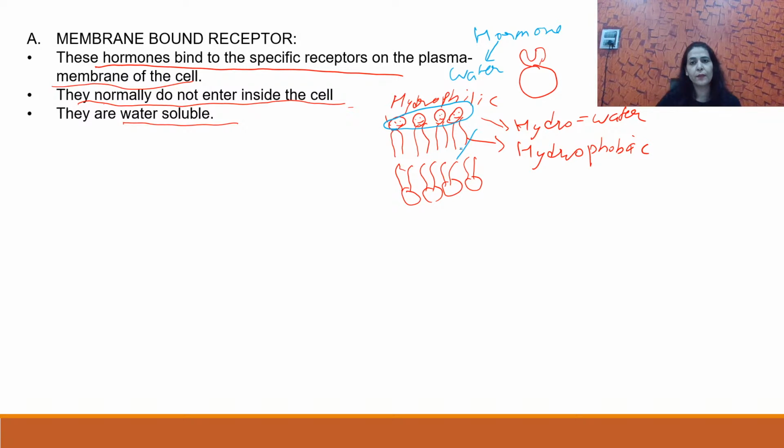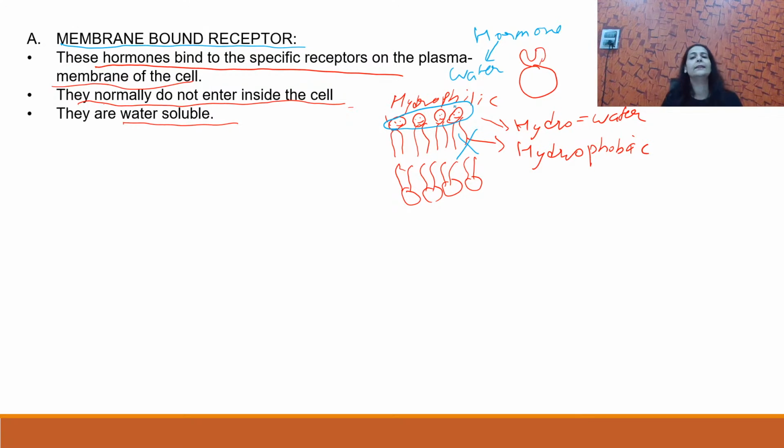It cannot go inside here because this layer is non-water loving. So my hormone will come and only interact with the topmost layer. That is where we are at membrane bound receptor. The hormone is water soluble. It comes to the plasma membrane. The hydrophilic part of the plasma membrane interacts with the hormone and receives the message.